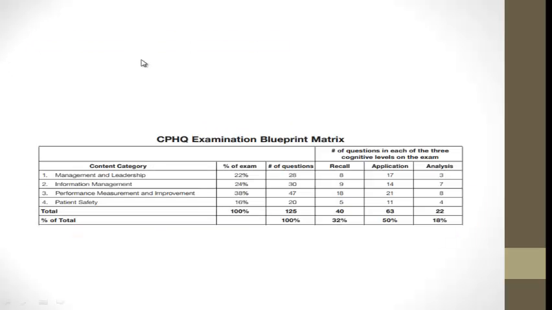This is a blueprint of the examination. A blueprint basically summarizes the breakdown of the marks. Which of the 4 categories has the highest percentage as far as the number of questions is concerned, which of them is recall, which of them is application, which of them is analysis, as we discussed earlier. And as you may have noticed, performance measurement and improvement has the highest amount here with 38%. 47 out of your 125 questions are there.